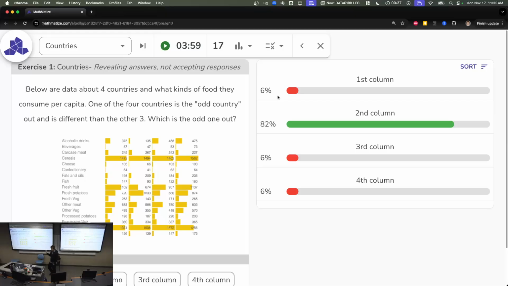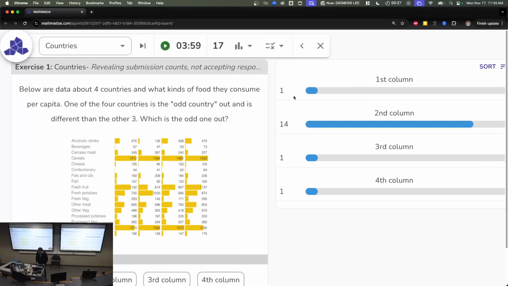How did you tell it was the second column and not the other ones? Why is the second column the odd one out? How did you select? So, I guess, how many people voted for second column? 14 out of 17 people voted for second column. Why did you choose second column, you 14 people?